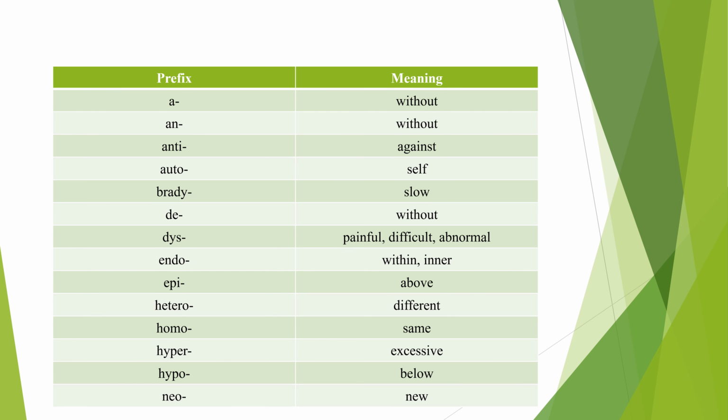This slide shows the common prefixes and their meanings. A means without, an means without, anti refers to against, auto, self, brady, slow. Dys means painful, difficult or abnormal. Endo means within or inner, epi means above, hetero different, homo same, hyper excessive, hypo below, neo near.